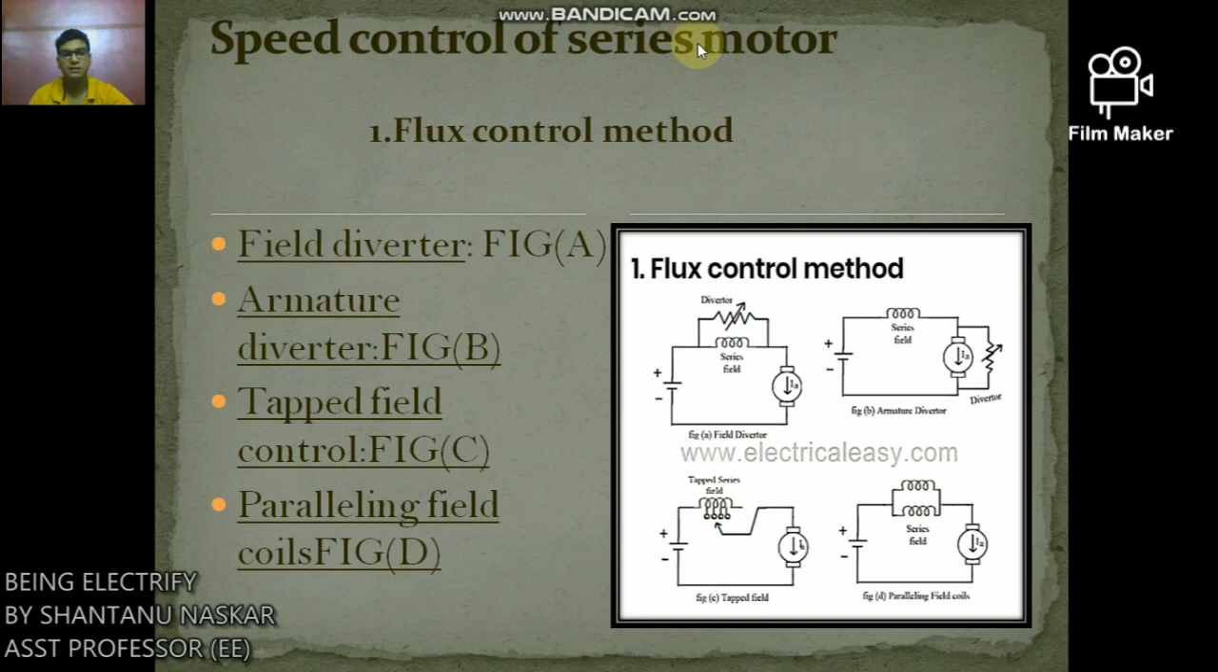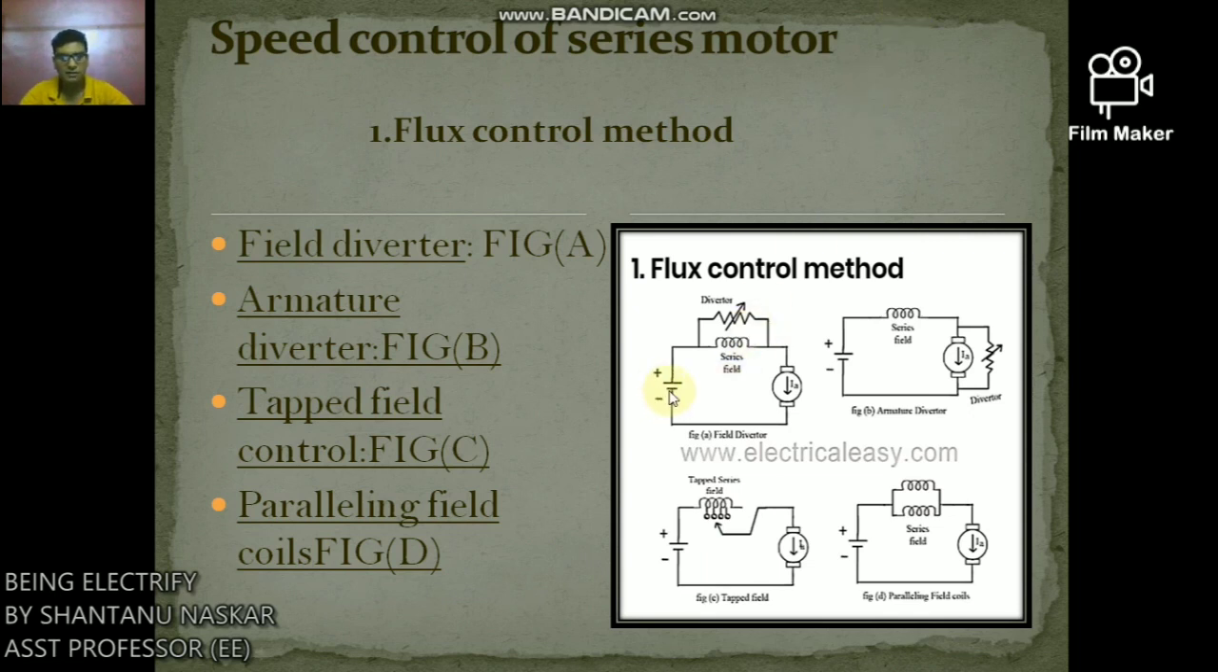Now speed control of a series motor. First, the flux control method. There are four methods. Number one is field diverter, number two armature diverter, number three tapped field control, number four paralleling field coils. One by one I will describe them. So number one, field diverter.